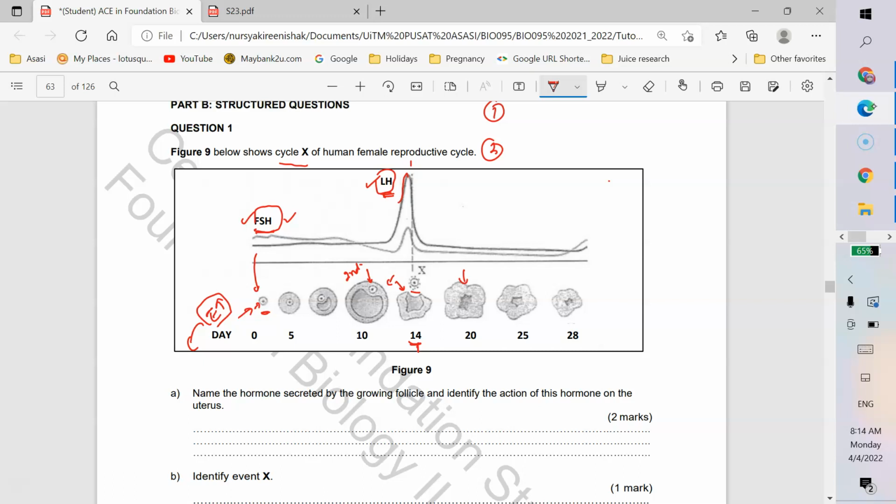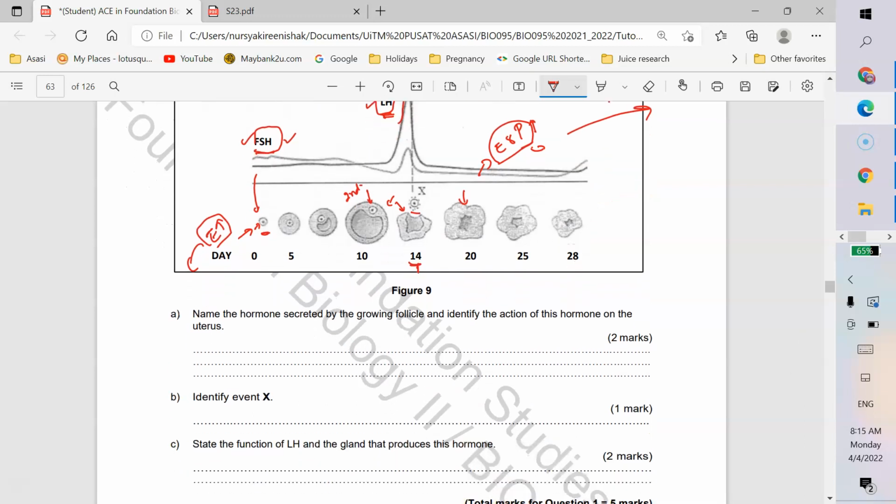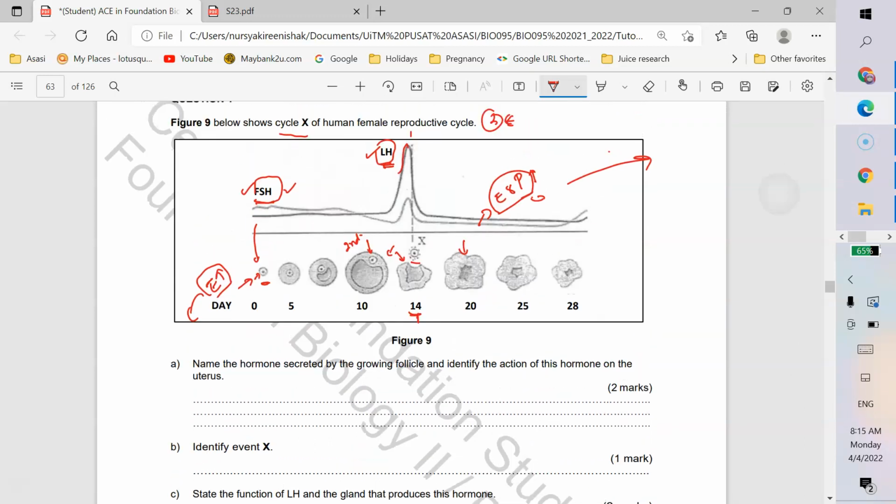The corpus luteum becomes an endocrine gland that secretes the hormones estrogen and also progesterone. At this stage, you will observe that the secretion of progesterone will increase. The function of progesterone is to maintain the thickening of the endometrium lining. These two hormones, estrogen and progesterone, secreted by the ovary, influence the second cycle, which is the menstrual cycle or the uterine cycle. You have to know how to relate and read this diagram. Day 0 is basically here.